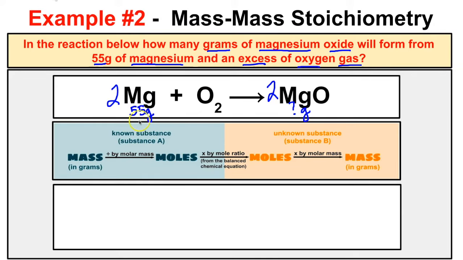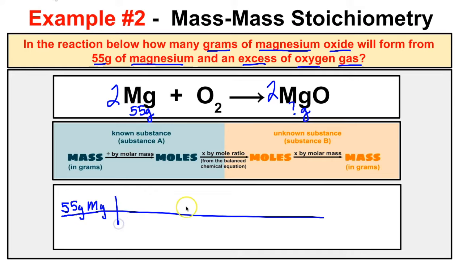And so if we take a look at the known substance, or substance A, it looks like we have 55 grams of magnesium. And so what we want to do with this is we want to figure out how many grams of magnesium oxide will end up being produced here. So the first thing that we have to do is we have to convert the grams of magnesium to moles of magnesium by dividing by the molar mass of magnesium. We know that 1 mole of magnesium is 24.31 grams of magnesium. Step 1 is done.